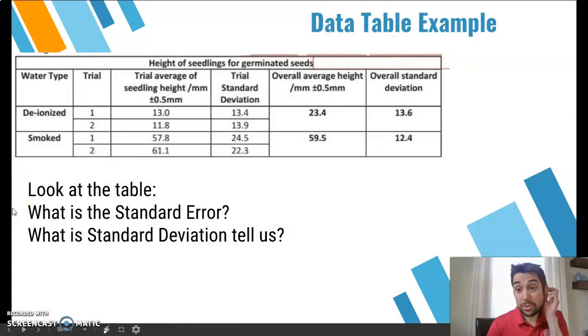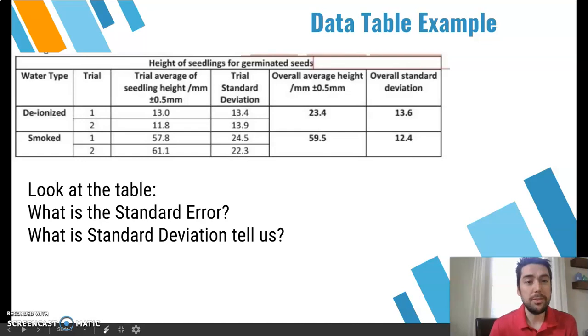And then we might see it also in a data table. So when we think about it, where is the standard error? Well, we see a little bit right here, a little plus or minus 0.5 millimeters, okay? We see our overall averages from the 2 trials. And then we want to think about what's the standard deviation? This is the overall standard deviation.